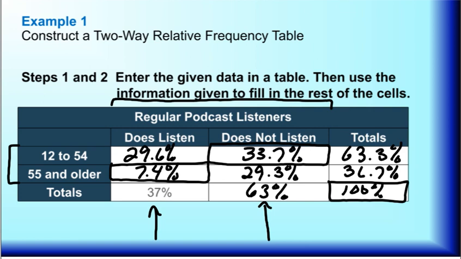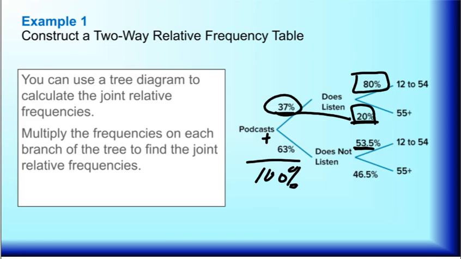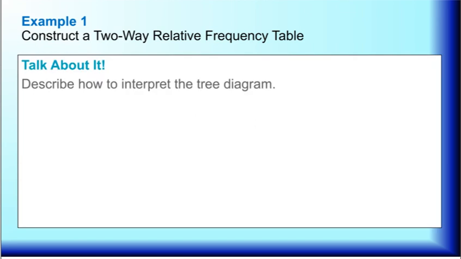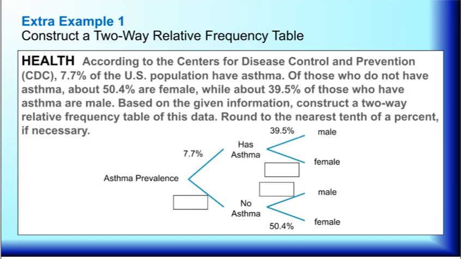So there's multiple ways of doing that. If you find one of these and you know the total, you can just do the subtraction. But that's just another way of how they got their solutions. We're going to just skip the describe how to interpret the tree diagram and go to our next one.